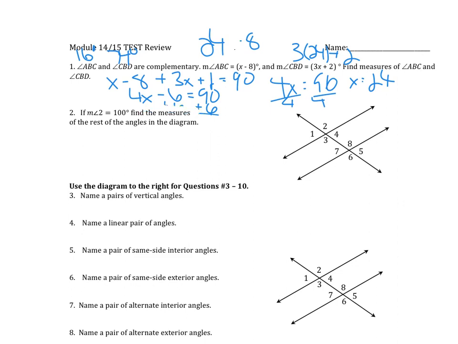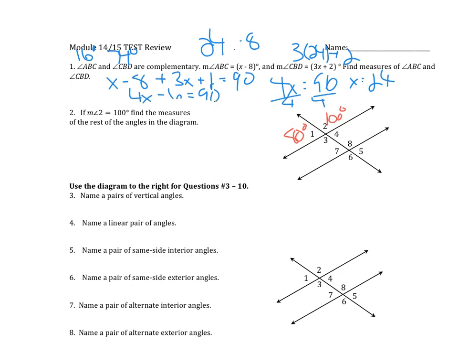All right, number 2. It says measure of angle 2 equals 100. So I can put 100 here. Find the measures of the rest of the angles in the diagram. Now 1 and 2, what type of relationship do 1 and 2 have? They're a linear pair. We know linear pairs are supplementary. They add to 180. So if this is 100, angle 1 has to be 80.